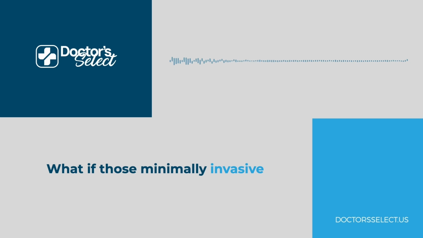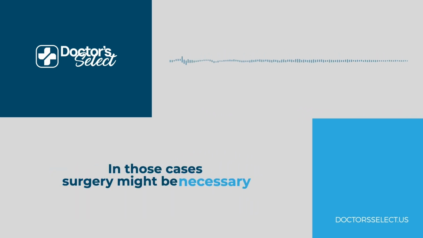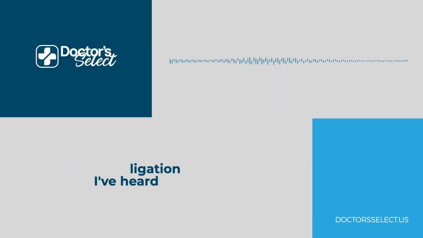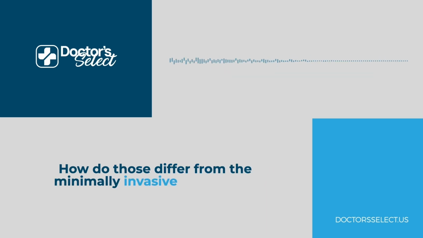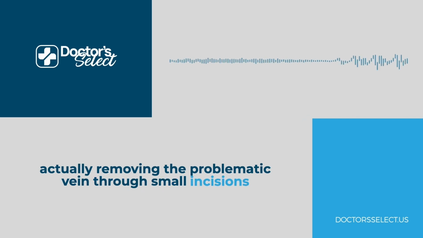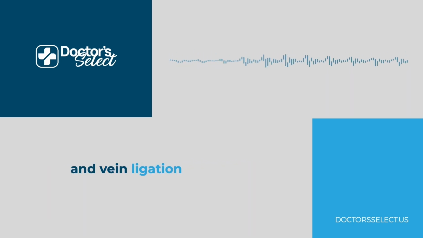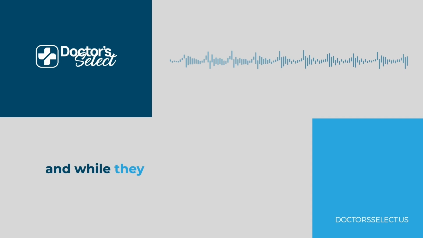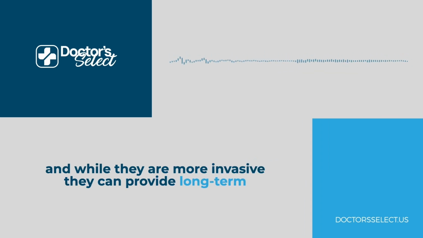What if those minimally invasive treatments aren't effective or the condition is more serious? What happens then? In those cases, surgery might be necessary. And the two main types of surgery are vein stripping and vein ligation. I've heard of those. How do those differ from the minimally invasive procedures? Well, vein stripping involves actually removing the problematic vein through small incisions. So they take it out completely. Yep. And vein ligation involves tying off the vein to stop blood flow. Okay, so both are aimed at redirecting blood to those healthier veins. Exactly. And while they are more invasive, they can provide long-term relief for people who really need it. It's good to know there are options for even the most challenging cases.